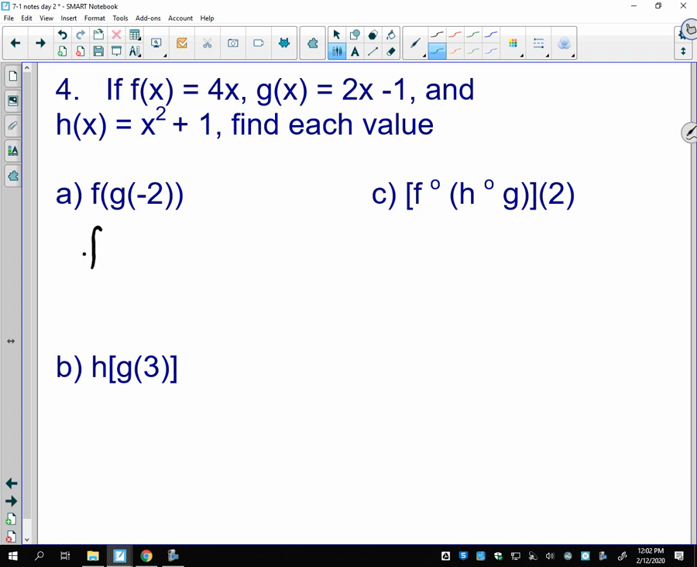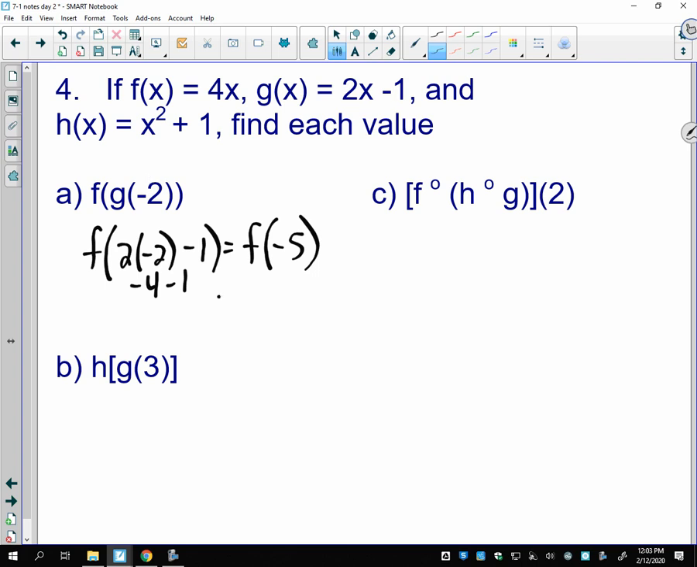So on this one, I'm going to leave the f here, and then what would I do to do g of negative 2? Well, that tells me to go up here to the g function, and where there's an x, I'm going to replace it with negative 2. And so I would still get f on the outside, and then negative 4 minus 1 would be negative 5. So I did the inside layer, and now I'm going to do the outside layer.